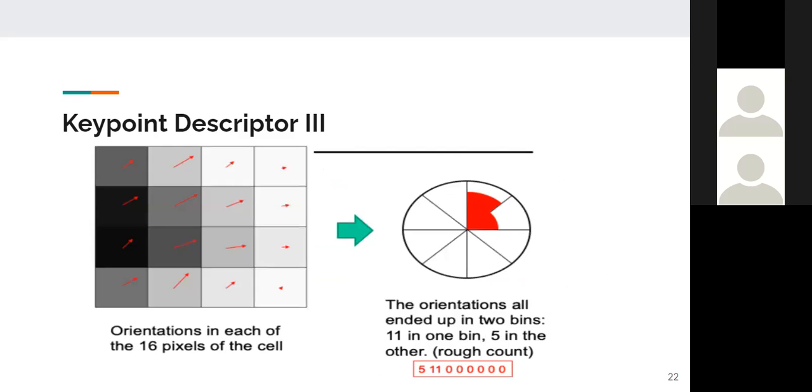The purpose of the Gaussian window is to avoid sudden changes in the descriptor with small changes in the position of the window, and to give less emphasis to the gradients that are far from the center of the descriptor, as these are most affected by misregistration errors.